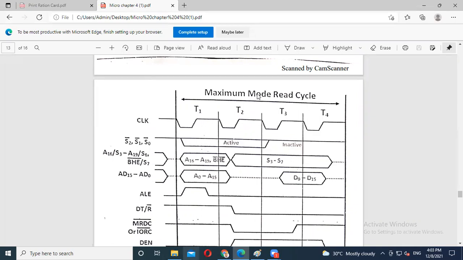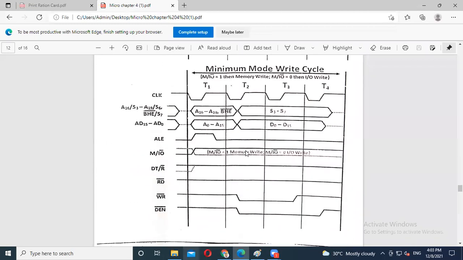Dear all students, by today's lecture, please all of you remember the previous lectures. By today's lecture, I have completed a total of 4 units of microprocessor. So please all of you go through it.